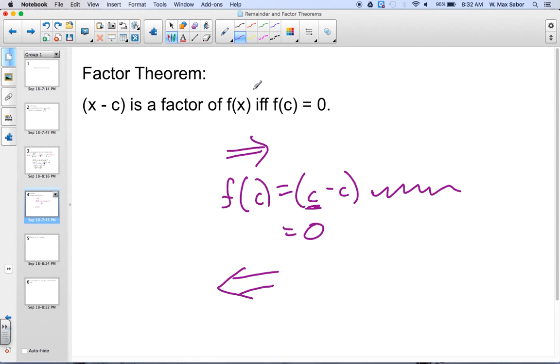And the other direction of the proof is saying that, okay, if f of c equals 0, then that tells me that the remainder is 0 when we divide by x minus c. Therefore, this had to be a factor. Whenever the remainder is 0, that's what we call a factor. So that's the basic version of the proof. You can certainly look up a more detailed proof if you're interested.